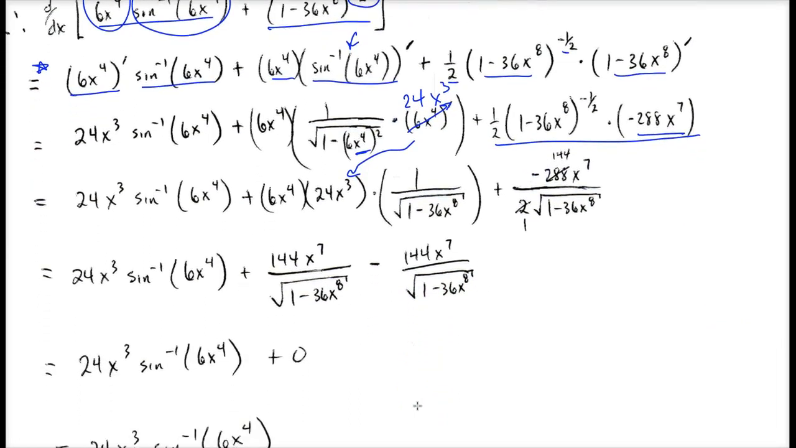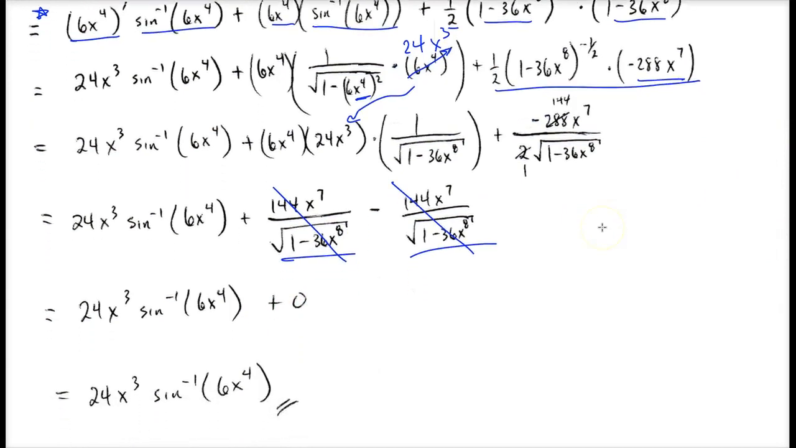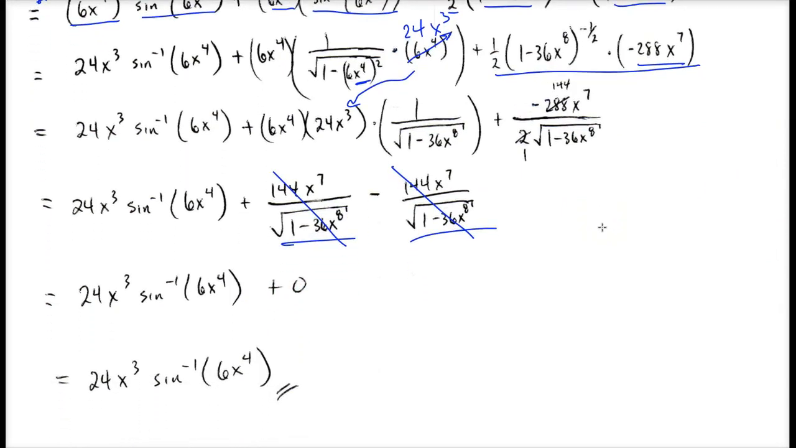And so you see that once we do all of this, this term and this term end up being exactly the same, so they cancel to 0. And our result here is that we just end up getting 24x cubed times sine inverse of 6x raised to the 4.